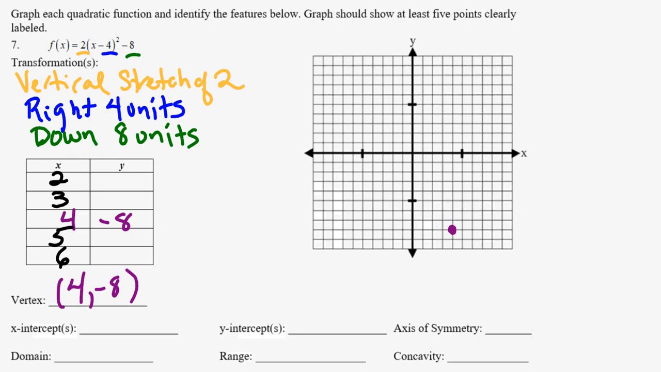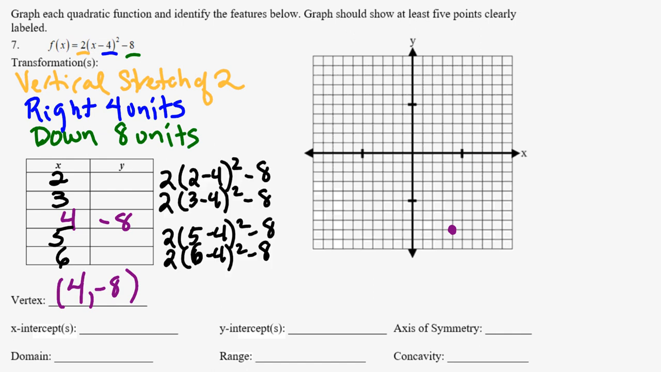All I have to do is take a couple of these inputs and substitute them into the original equation to see what I get out. Again, you can type that exactly the way you see it into your calculator, or you're welcome to do the simplification process in your head. But remember, because we have the vertex and your axis of symmetry, we should see a mirror image appear in your table.